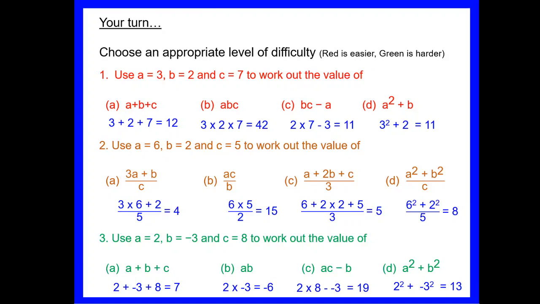Okay, so well done if you did manage to get that last one. So the key to this last one is knowing that any number squared will always be positive. So minus 3 squared is plus 9, and 2 squared is 4. So 4 plus plus, which is also plus, so 4 plus 9 is 13.